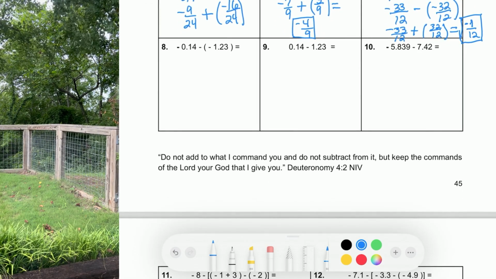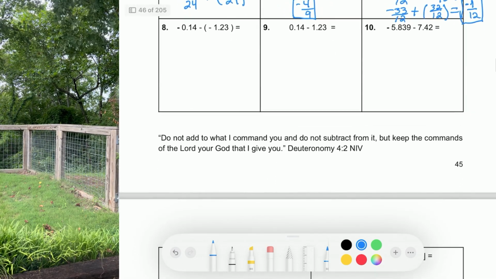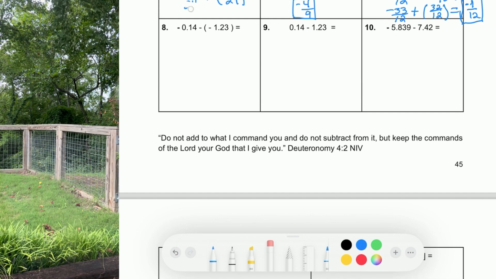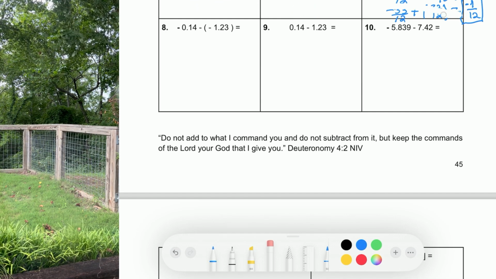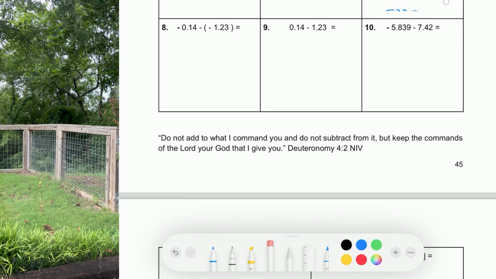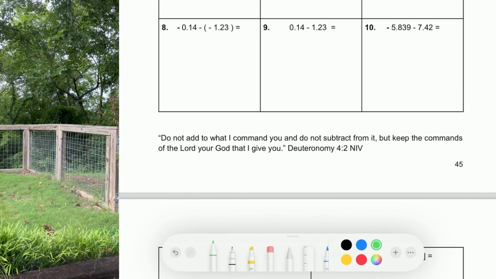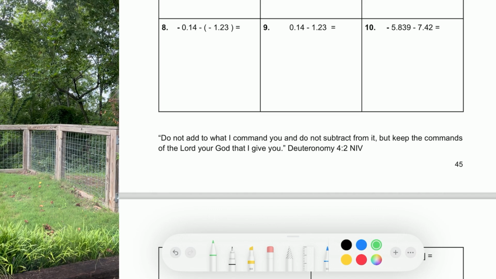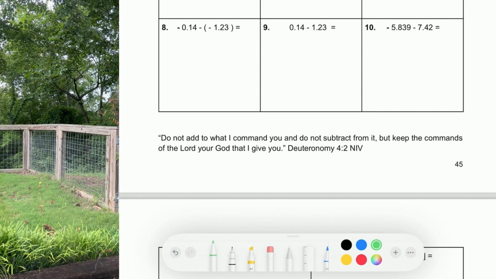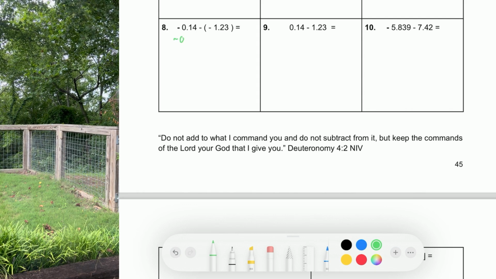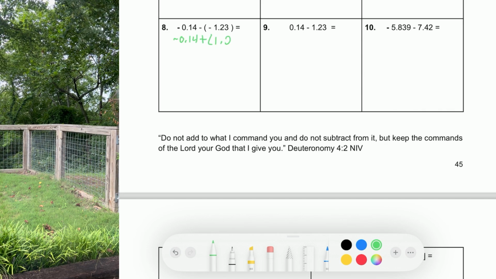Okay, so let's look now at our decimals. I'm going to erase this above here, just so it's not distracting to us. Of course, don't erase yours. And I'm going to switch colors. All right, so we now have decimals. We have 0.014 minus a negative 1.23. I'm going to go ahead and do our keep it, change. So negative 0.14 plus a positive 1.23.